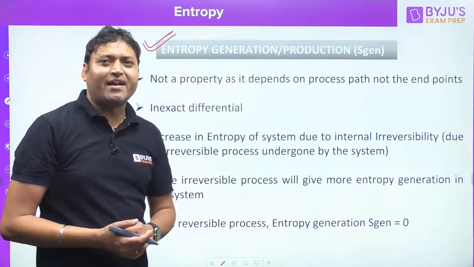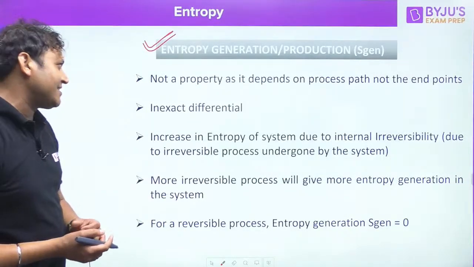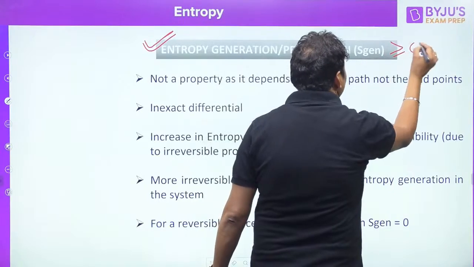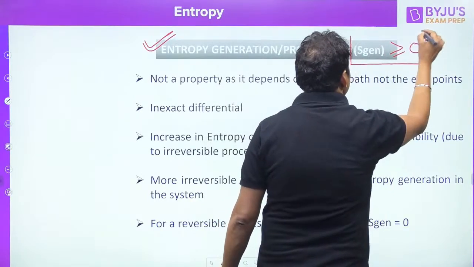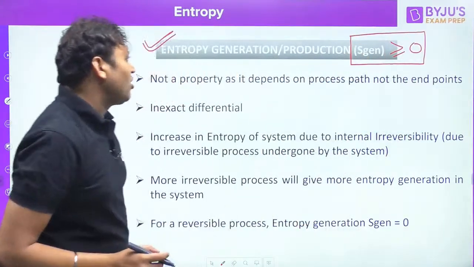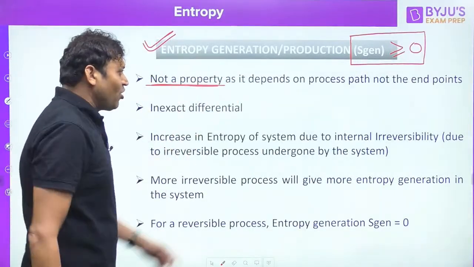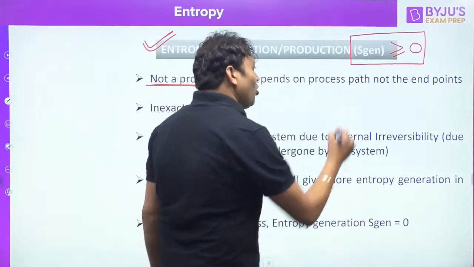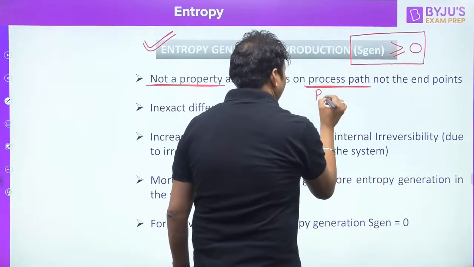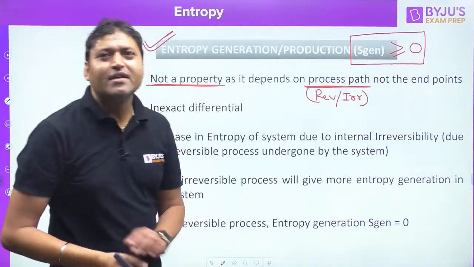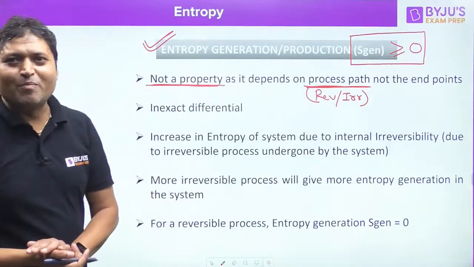What exactly is entropy generation or entropy production? Energy cannot be generated, but entropy definitely gets generated, and generation is always greater than 0. Entropy generation is not a property because it depends on the process path, not the endpoints. Process path, reversible or irreversible. Entropy generation always depends on the path followed by the system.